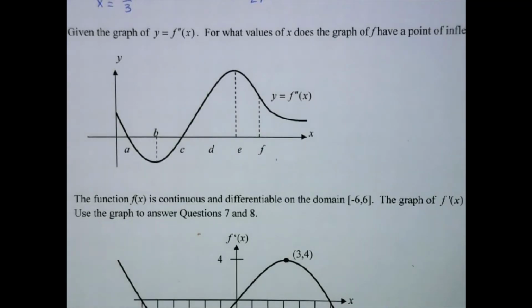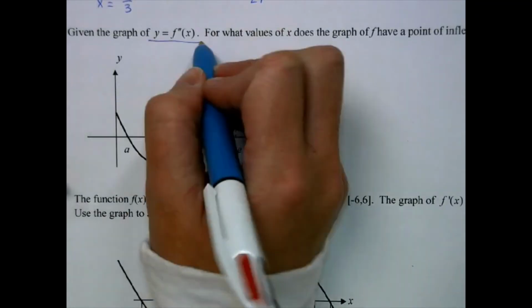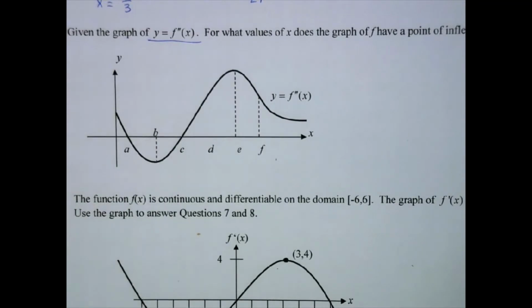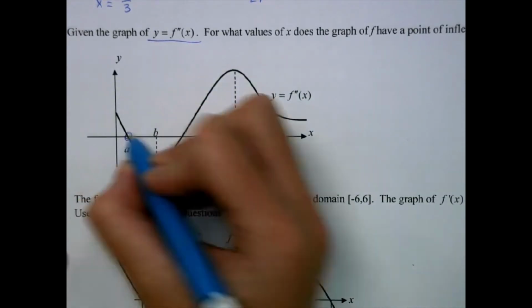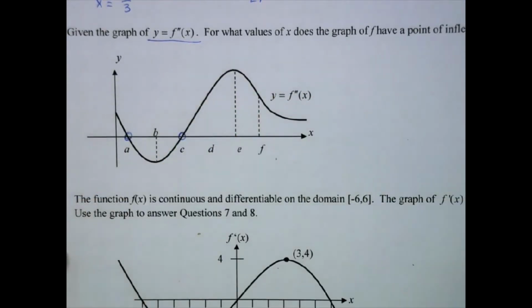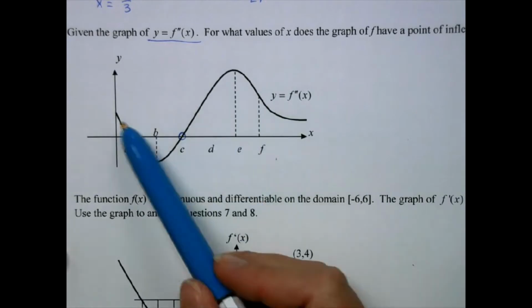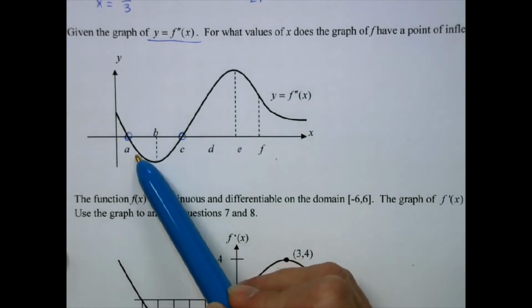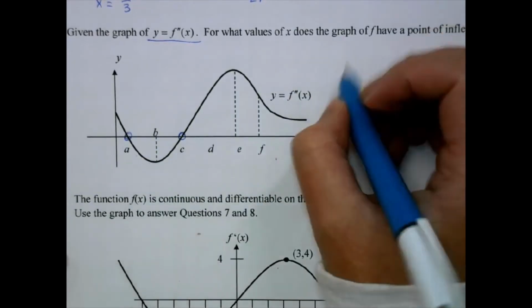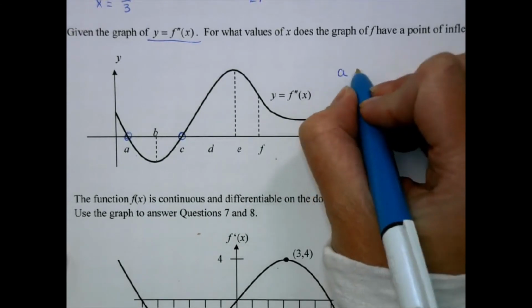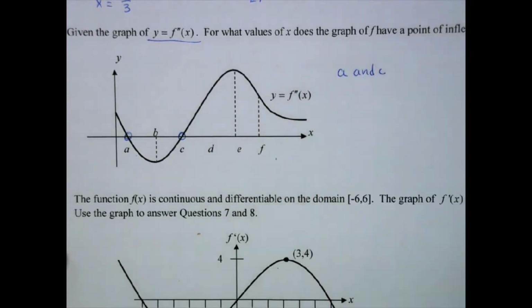Okay, so we're given a graph. This time the graph is of the second derivative. So for what points does x have points of inflection? Well, that's going to be any time where the concavity changes, which is when f double prime changes sign. So here it goes from positive to negative, here from negative to positive. So at A and at C, we will have points of inflection.